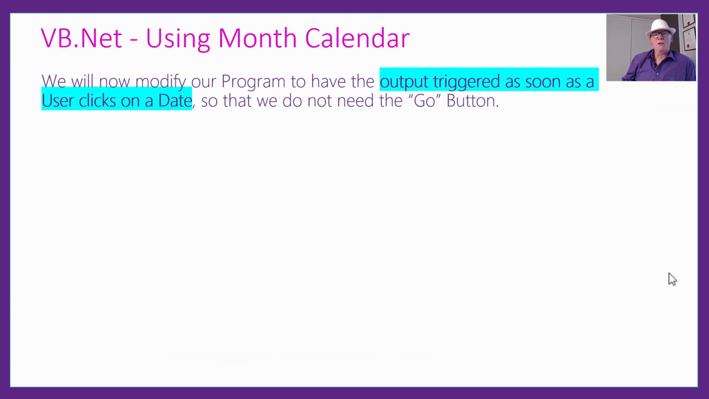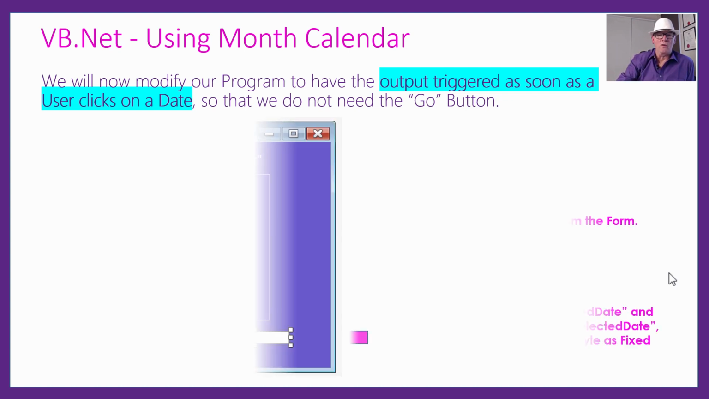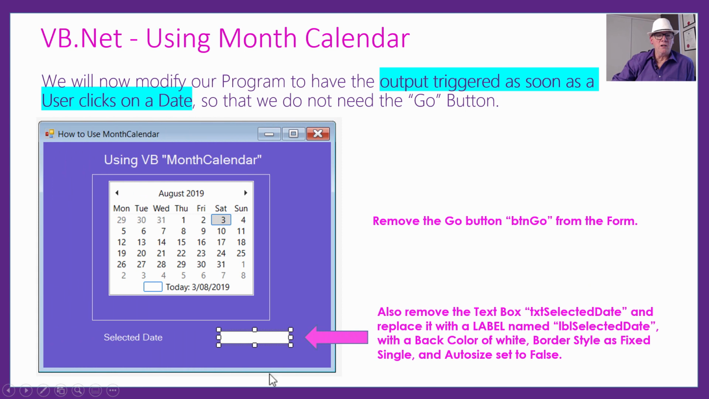All right, so now we're going to modify our program so that we don't need that Go button. As soon as they click any date in that month calendar, it's going to trigger and put that date out on our form as a selected date. So we can totally remove that Go button that was in here.